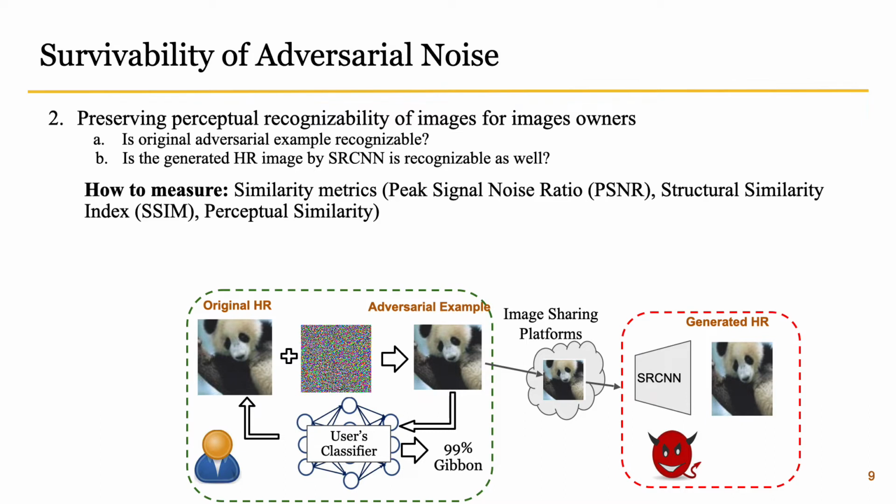The other property we considered for survivability is recognizability. The adversarial images are not recognizable for classifiers, while they are perceptually recognizable for humans. This is the main reason for the popularity of adversarial-based image privacy approaches. Consequently, we would like the super-resolved images from low-resolution images to be recognizable for humans. Therefore, they can browse their images. We use similarity metrics to measure how well this property of adversarial images is preserved by going through SRCNNs.